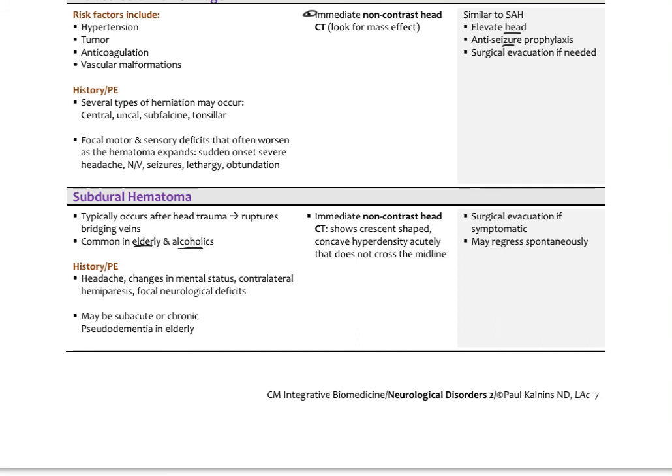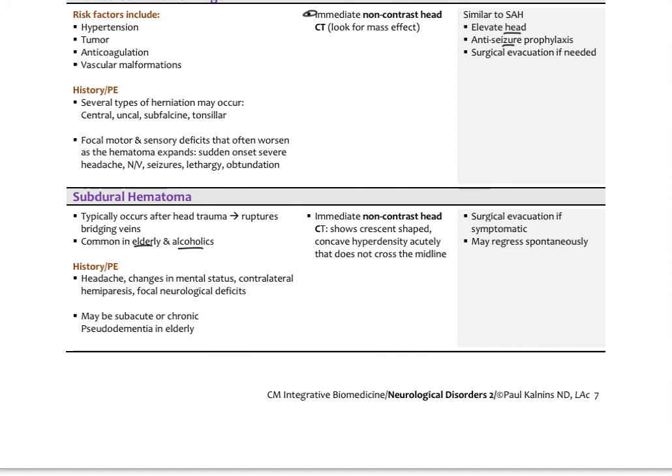So here is the history: they have a head trauma, they get a headache, and then they're going to have rapidly progressing mental changes, and usually contralateral hemiparesis. So it's going to affect the outer portion, usually the somatosensory and the motor cortex, if it's in that part of the brain, and that can result in contralateral hemiparesis. And then it can be subacute or chronic.